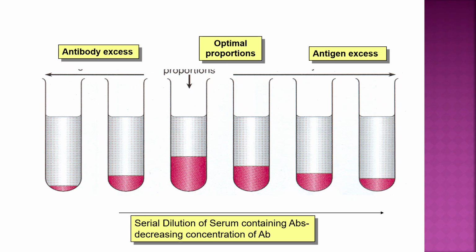So this is a diagrammatic representation. In tubes number 1 and 2 there is antibody excess. In 3 and 4 there is an optimal proportion of antigen and antibody, and in 5 and 6 there is antigen excess. So there is no precipitation in the antibody excess tubes and antigen excess tubes, but there is proper lattice formation in the third and fourth tubes because of the equivalent proportion of antigen and antibody, and there you can see the precipitation.